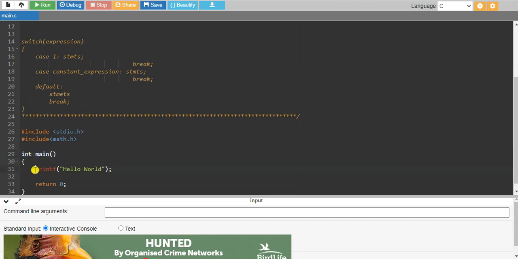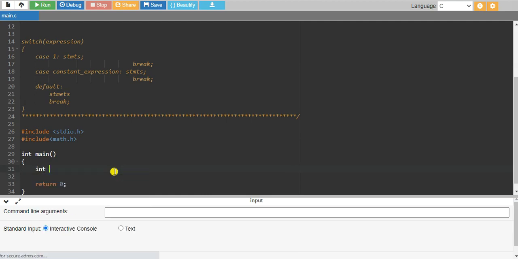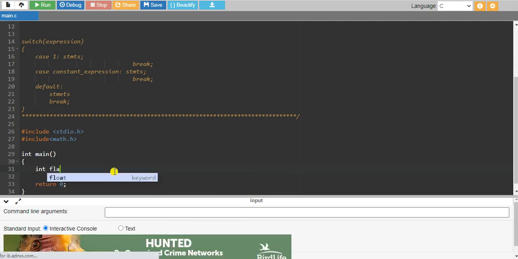Then here we need to write our code for calculating the roots of a quadratic equation. So let me begin coding for finding the roots of the quadratic equation. What I'll do is take int flag equal to 0. Initially I'm initializing it to 0. I'll tell you the reason I'm taking flag.